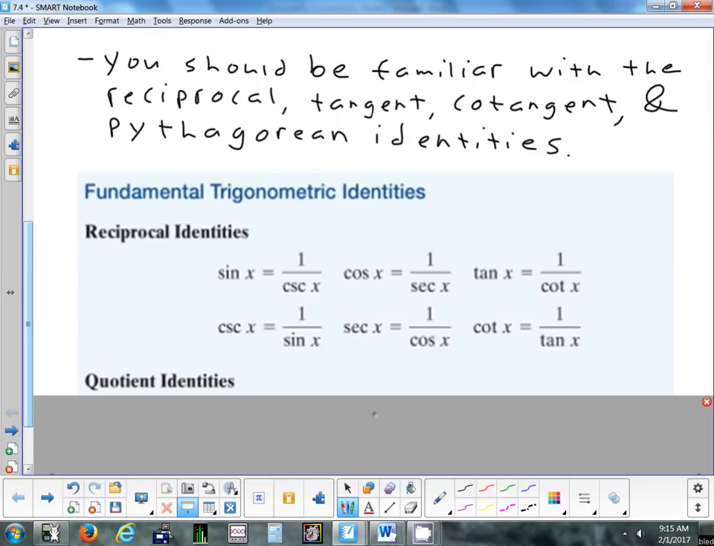And the reason these are identities is because they're always true. 1 over cosecant equaling sine, that's not just true if x is 3, or if x is 7, or if x is 12. It's true for any value of x, as long as you didn't pick a value for x that caused you to divide by 0. That's a whole other issue. When you have a fraction, you can't plug in a number that would cause you to divide by 0. But besides that, these always work.